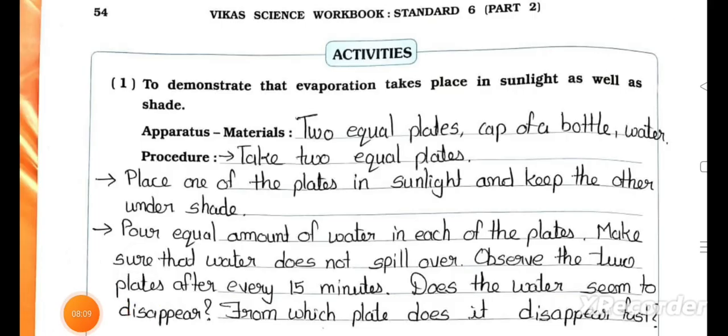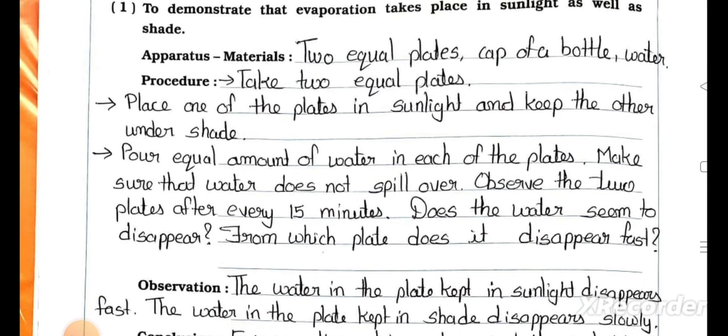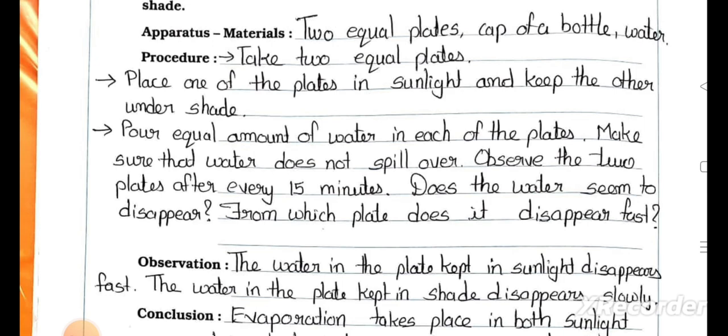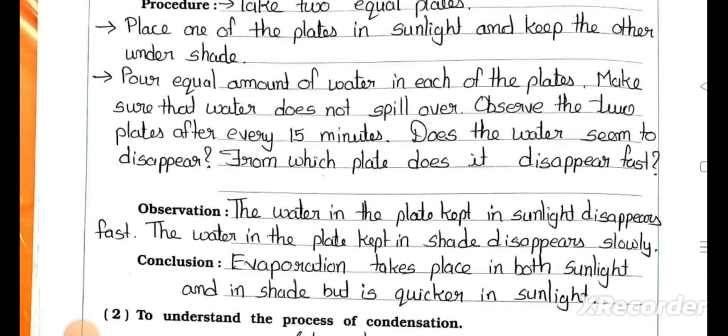Activity to demonstrate that evaporation takes place in sunlight as well as shade. Apparatus and materials: 2 equal plates, cap of a bottle, water. Procedure: Take 2 equal plates. Place one of the plates in sunlight and keep the other under shade. Pour an equal amount of water in each of the plates. Make sure that water does not spill over.